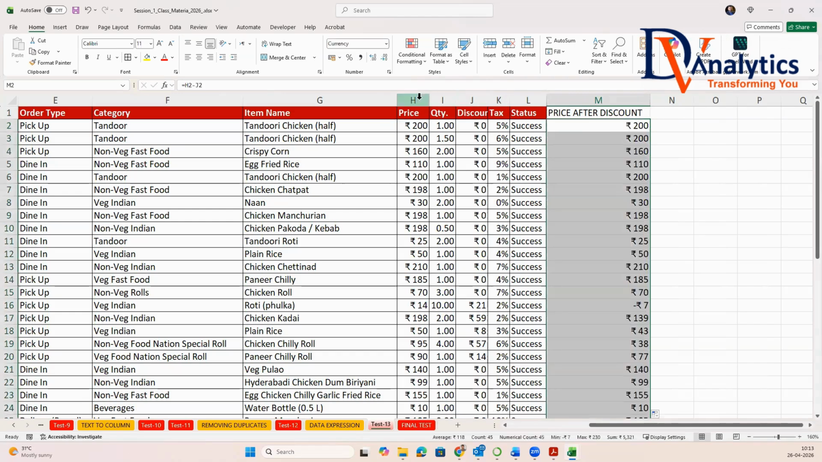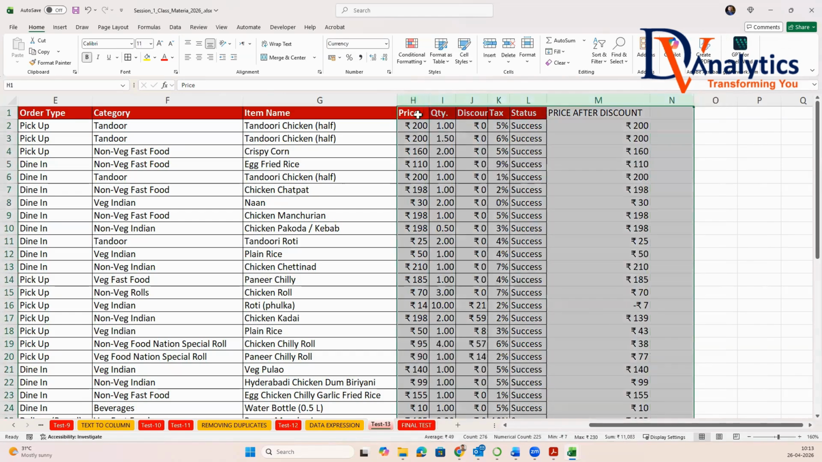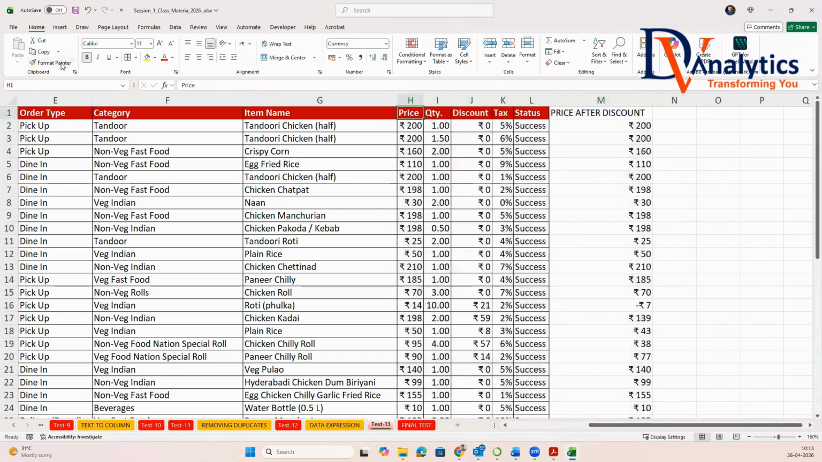Does it make sense to all? Yes, sir. Are you getting this? Yes, sir. This is called price after discount. How to go for getting the tax amount? So how to get the sales? Sales should be quantity multiplied with price, not price after discount.